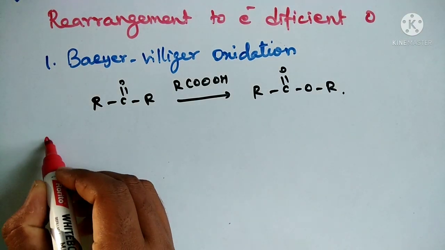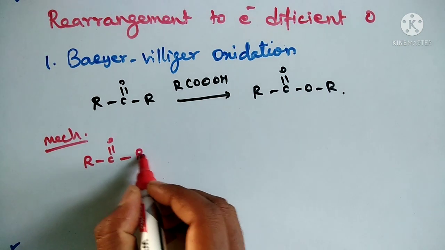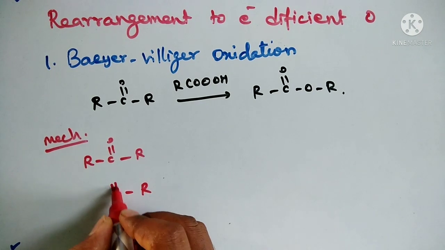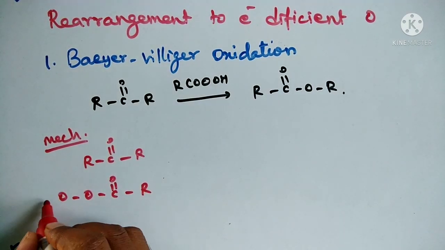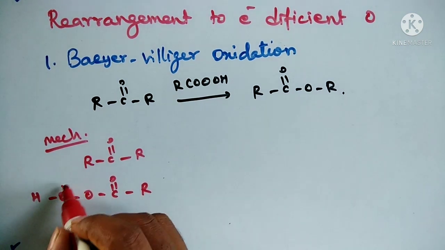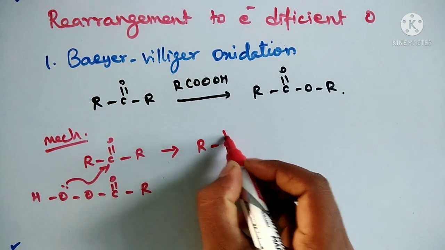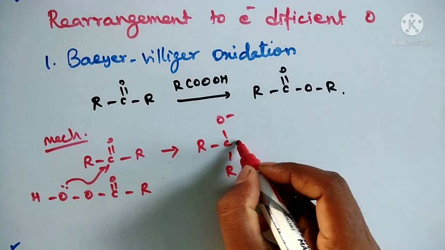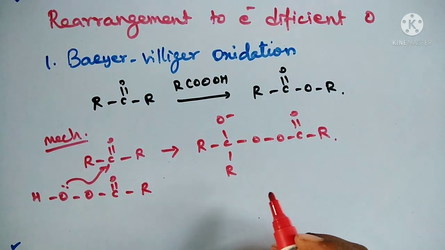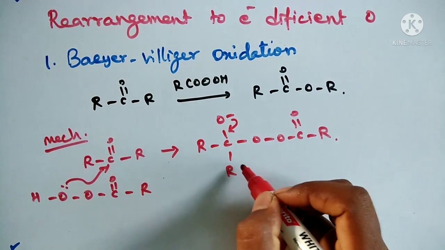Let's discuss the mechanism. The ketone R-C=O-R with peracetic acid, we can write C=O-O-O-H. So this electron will attack the carbonyl position. What you will get is R-C-O minus-O-O-C=O-R. So the next step is migration of R group to electron deficient oxygen. So this bond comes here automatically.